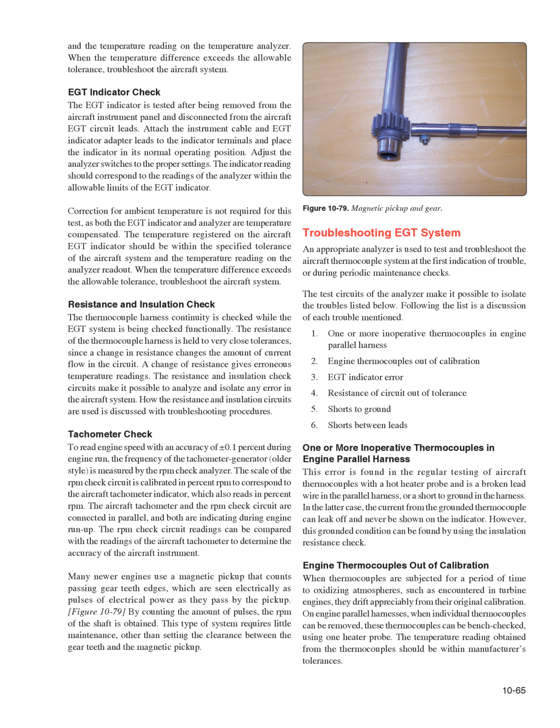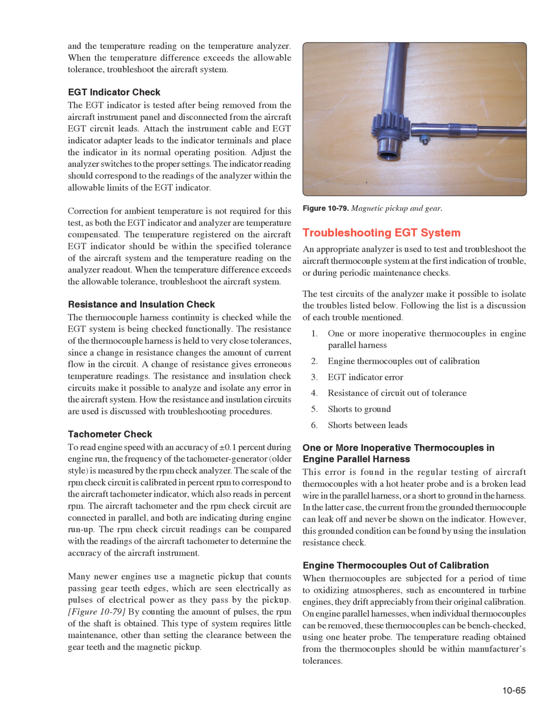Tachometer check to read engine speed with an accuracy of plus or minus 0.1% during engine run. The frequency of the tachometer generator, older style, is measured by the RPM check analyzer. The scale of the RPM check circuit is calibrated in % RPM to correspond to the aircraft tachometer indicator, which also reads in % RPM. The aircraft tachometer and the RPM check circuit are connected in parallel, and both are indicating during engine run-up. The RPM check circuit readings can be compared with the readings of the aircraft tachometer to determine the accuracy of the aircraft instrument.